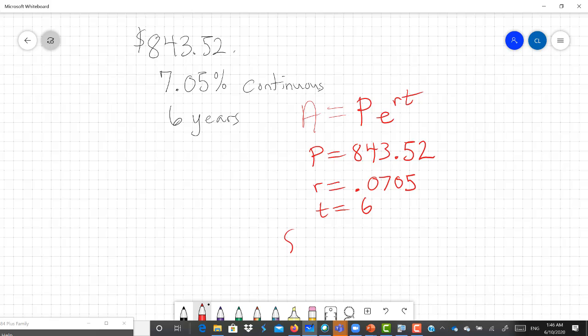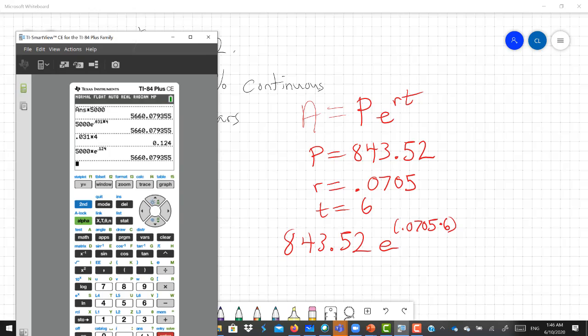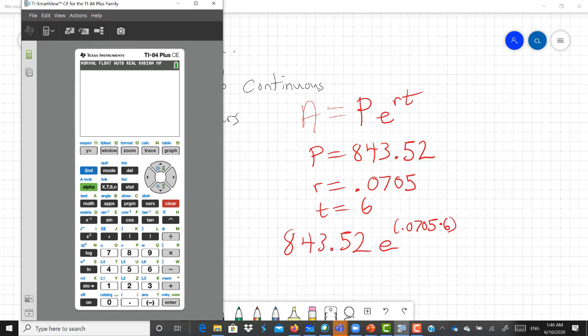So I'm going to put in the calculator 843.52 times e to the 0.0705 times 6. So let's do that. So $843.52. I'll put a times sign in here. Okay, and you'll do that if you have a scientific calculator. Times e to the x. That is this key over here, on the left-hand side of my calculator.